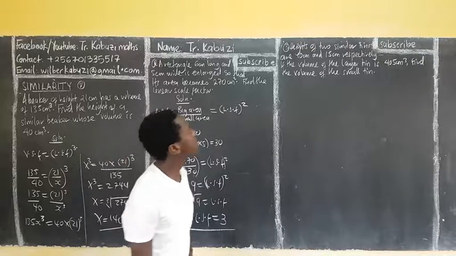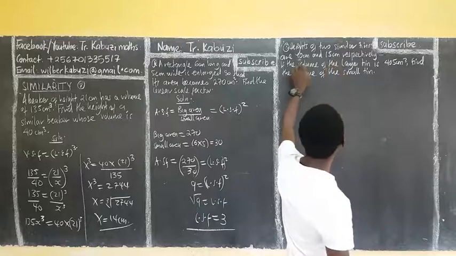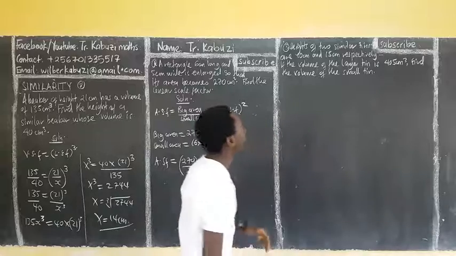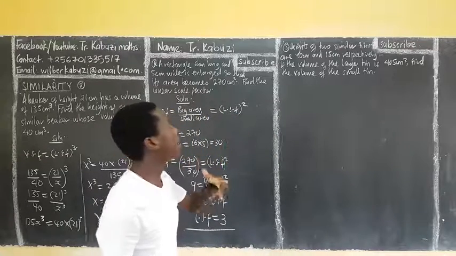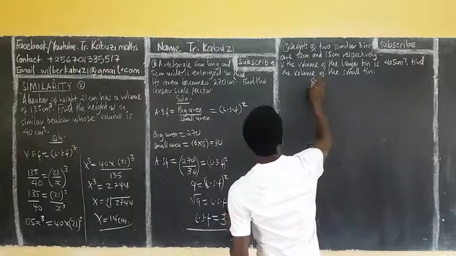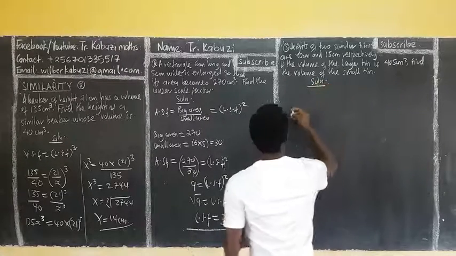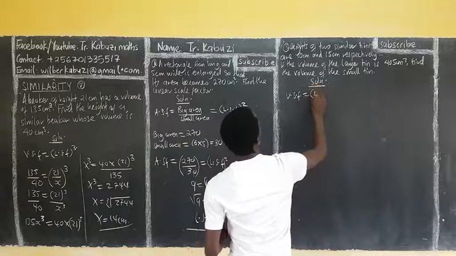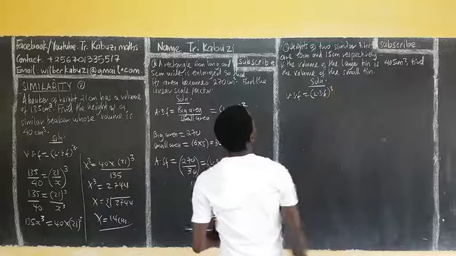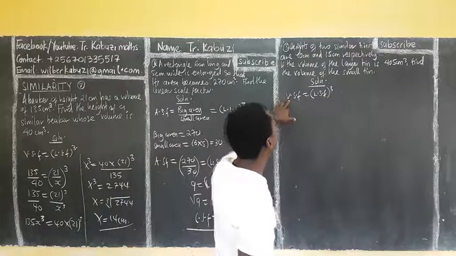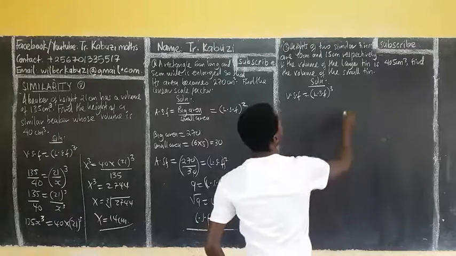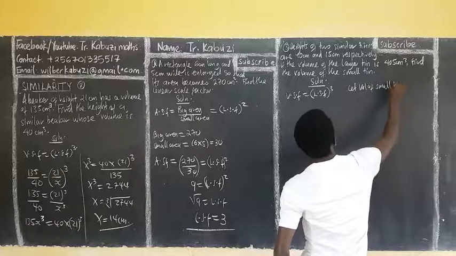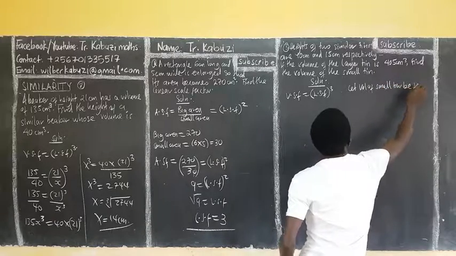Heights of two similar things are this and this respectively. If the volume of the larger thing is this, find the volume of the small thing. So we have heights and then the volume. So what formula do we have that relates the two? The volume scale factor relates to the linear scale factor. So we have this volume. We want the volume of the small thing. So we say, let the volume of the small thing be y.